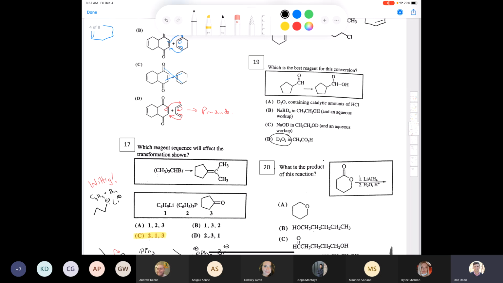This is deuterium peroxide, which is, again, just like that. They want to test you to make sure you understand the mechanism. So let me give you a few seconds to think about that one and see if you can come up with an answer. Question 19.